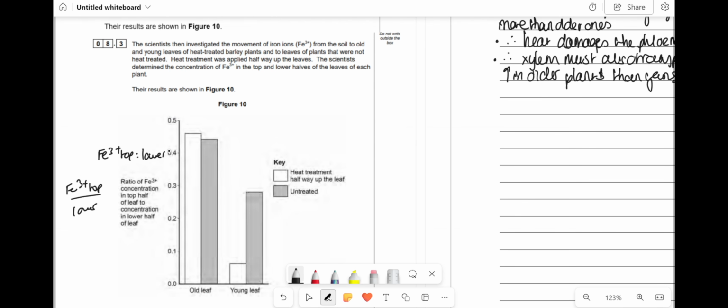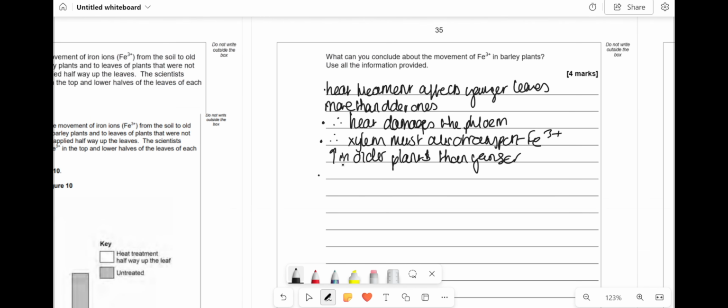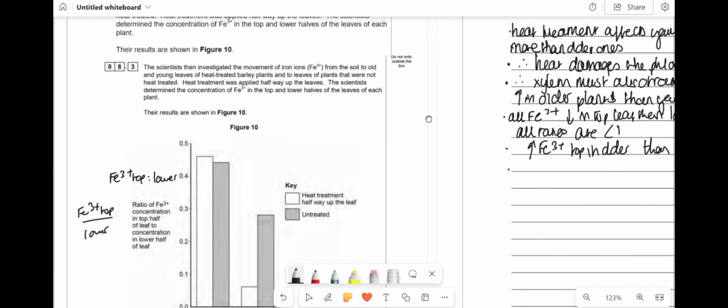As well as that, all of these ratios are less than 1, so I can go ahead and say that all Fe3+ is less in the top leaf than lower, because all ratios are less than 1. And also I can say there must be more Fe3+ at the top in older than younger. What else can you conclude using all the information?